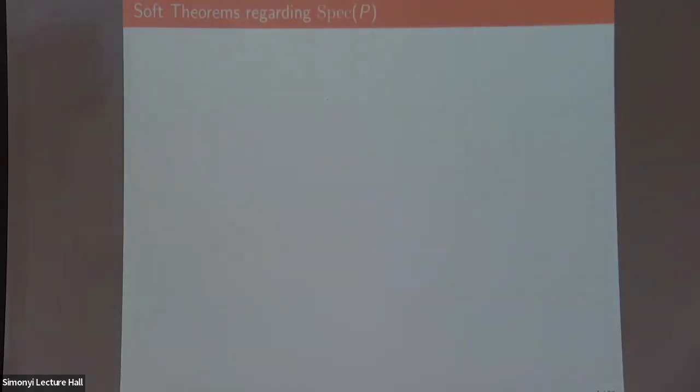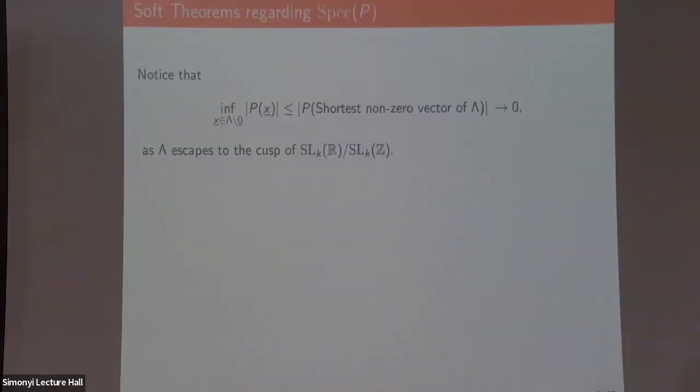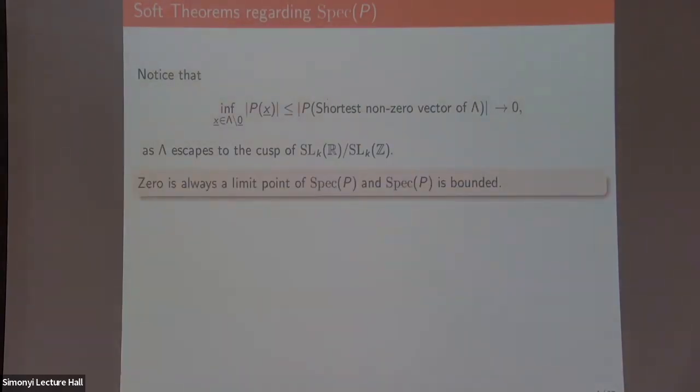Okay. So what do we know about the spectrum a priori? We just know that it's a subset of the non-negative numbers. That's all that we know. So a first thing to observe is that obviously this eigenvalue, this infimum, is smaller than the value of p evaluated at the shortest vector. And the shortest vector goes to 0 as lambda escapes to the cusp of the space of lattices, by definition. So this is just by continuity of the polynomial p. So this forces 0 to always be a limit point of the spectrum.